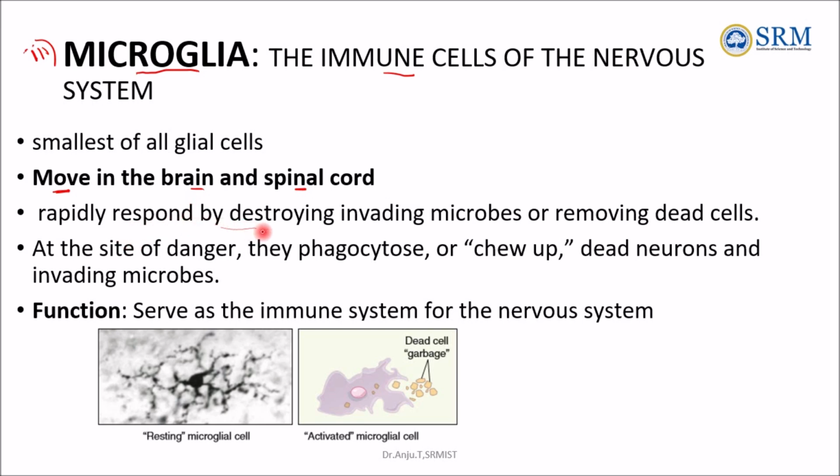So it rapidly responds to invading microorganisms, and not only to microorganisms, it also helps in the repair process. That is, any dead cells or worn out cells are also removed by these microglial cells. So they move to that region of invading microbes or dead cells. They phagocytize, phagocytosis being the process shown here, that is engulfing the degraded or foreign particle. So they phagocytize and degrade the foreign particle or the waste material. Therefore, the major role here is acting as immune cells in the nervous system.